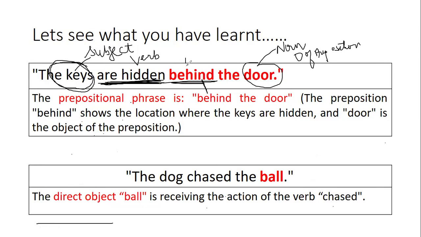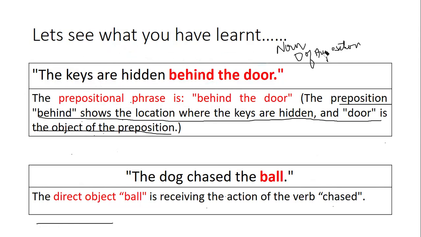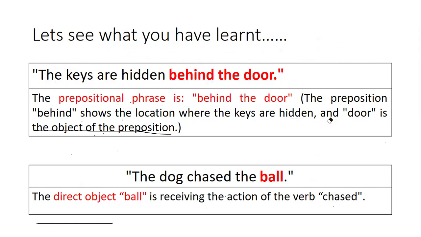So behind is our preposition. Door is the noun. And that's why this whole phrase, behind the door, is the prepositional phrase. The preposition is behind, which shows the location where the keys are hidden. And the door is the object of preposition. Very, very easy. Let's proceed very quickly to our next sentence.